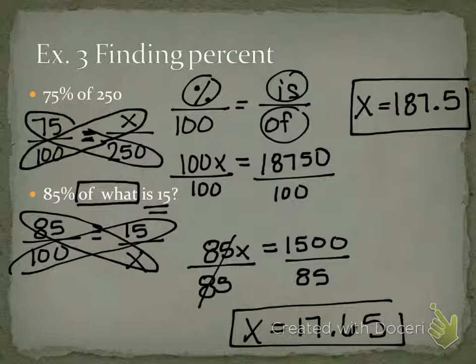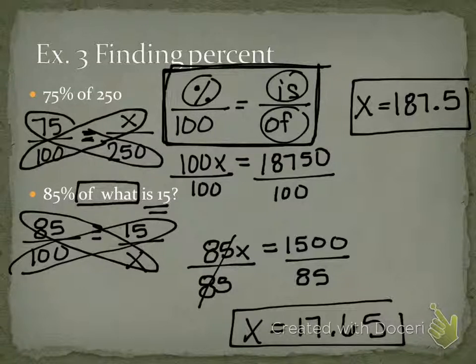Okay, so that's exactly what you would do whenever you're finding percent. Remember this. Again, we will learn this exact same thing later on down the road whenever we get into more in-depth percentages and ratios. But if you know it now, then that's going to be very simple then. So percentage over 100 equals is over of.